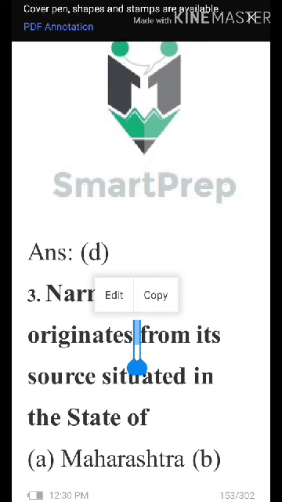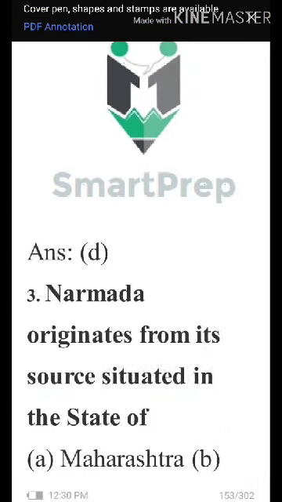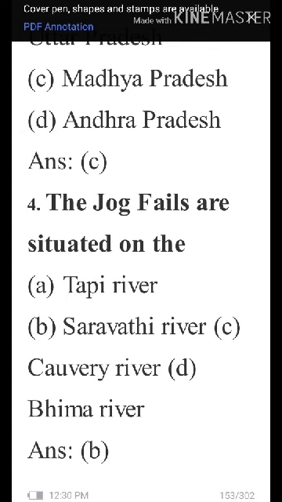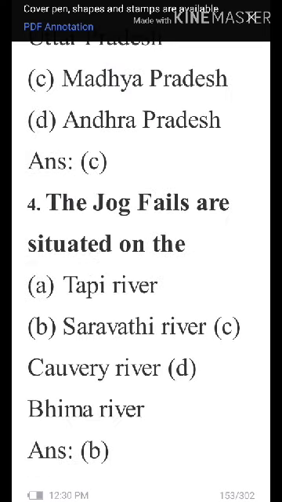Narmada originates from its source situated in the state of Madhya Pradesh. Next question. The Jog Falls are situated on the Saravati River.